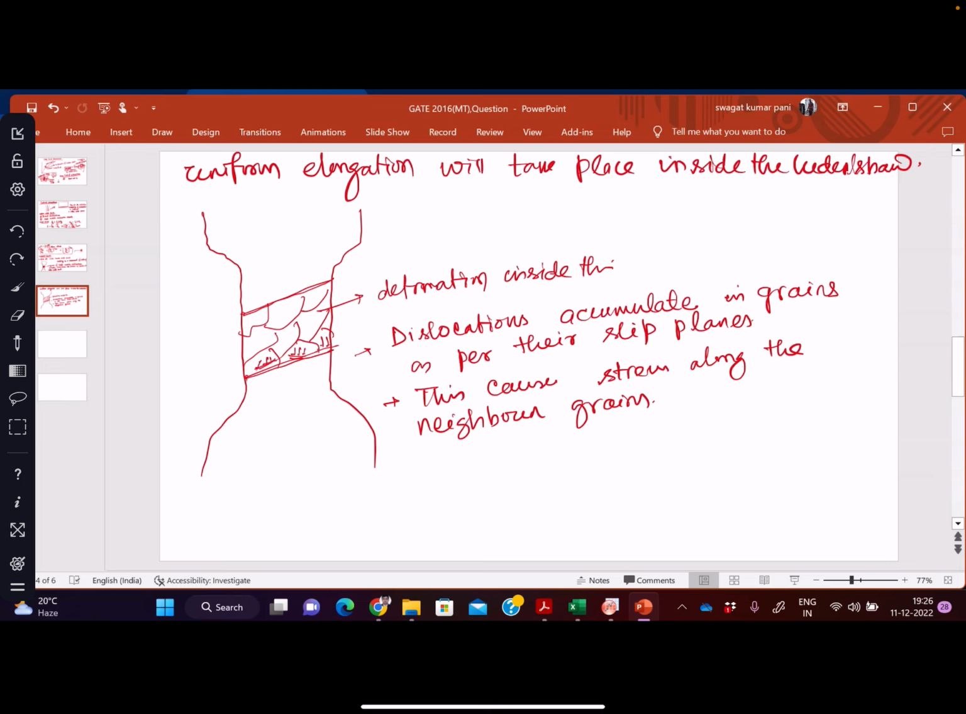Okay, suppose we have a slip plane for one grain. The slip plane is like this. For an FCC material, suppose this is the 111 plane and this is the grain boundary. So dislocations will start moving in this direction. When they reach the grain boundary, they cannot move any further. So they will accumulate near the grain boundary in their slip planes. This will cause stress for this grain.